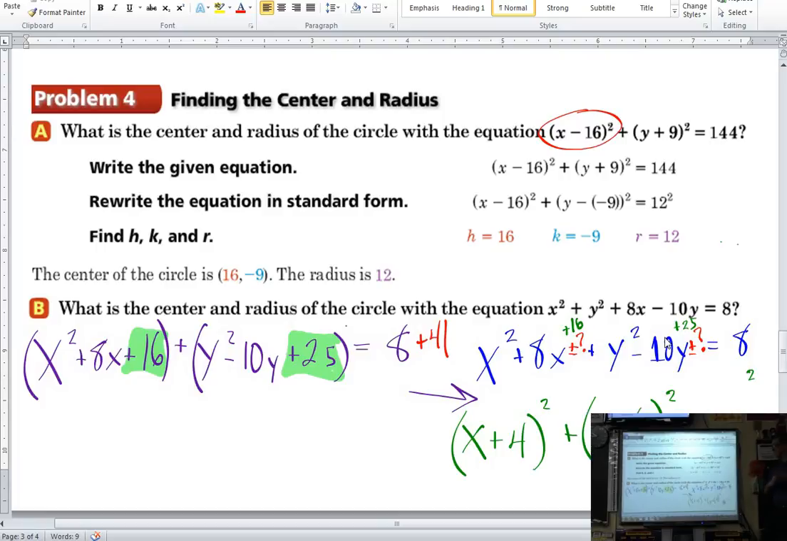So, when we look at starting from here, we changed our x's into a trinomial that had to bring in an extra positive 16. The y's had to bring in an extra 25 positive. So my right side, to compensate and keep this balanced, has to bring in an extra 41 positive.